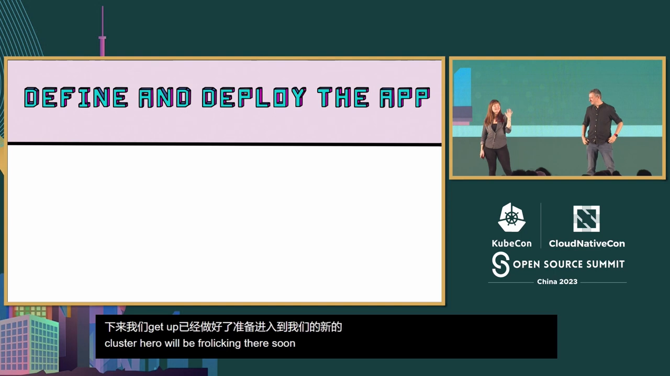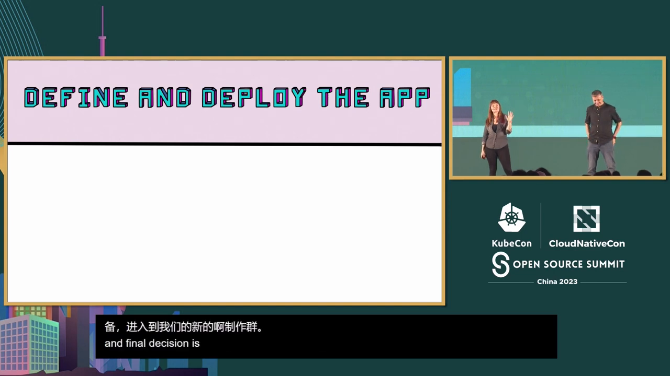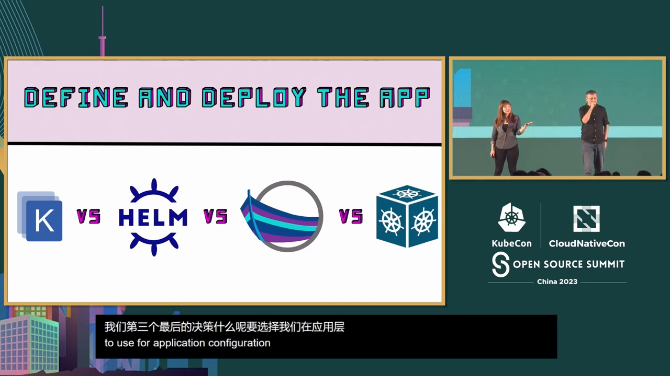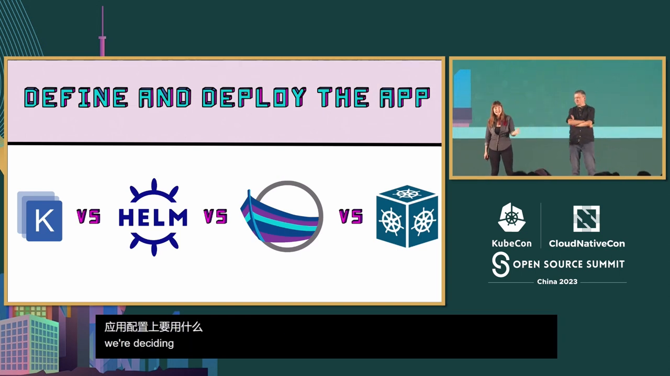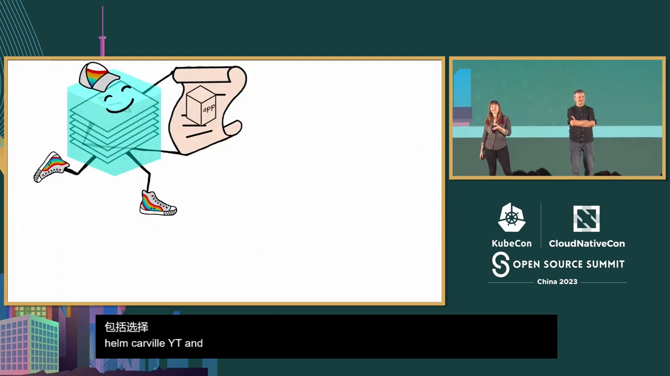So our third and final decision is to choose which tool we want to use for application configuration. For this choice, we're deciding between Customize, Helm, Carvel YTT, and CDKs. So why do we need a configuration tool at all? Why don't we just write our application manifest with Kubernetes YAML?